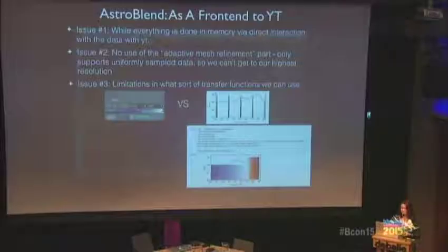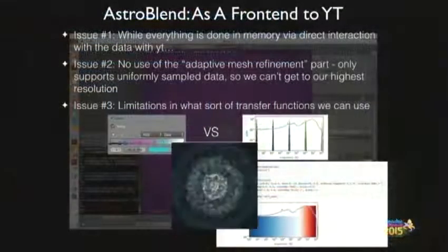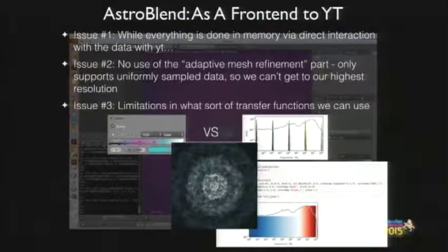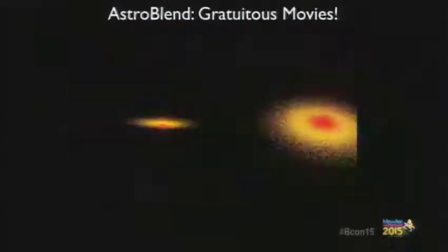Also, the transfer functions are a little bit limited. I haven't played around with it that much, so that might be a false statement. But basically, for example, in YT you can say, I want specific levels to be emitting fully at some temperature, just at those specific levels, or you can do some gradients where your cool stuff fades in blue, and then your hot stuff fades in red. And that's how you get that kind of layered structure that YT had. So it'd be cool to do some interaction with that.